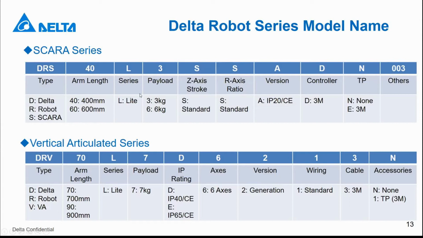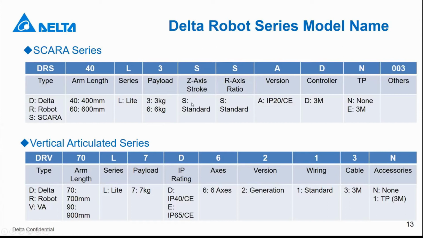And the next is the light series. Light series means our controller is outside of the robot arm, in another cabinet, and the robot arm itself is quite light, so we call it a light series. This L means the light series. And then next is also an important one. This number means the payload, so you need to choose payload with this number. Now we have a 3 kilogram and a 6 kilogram version.